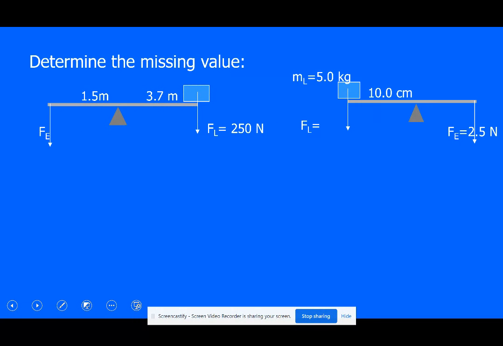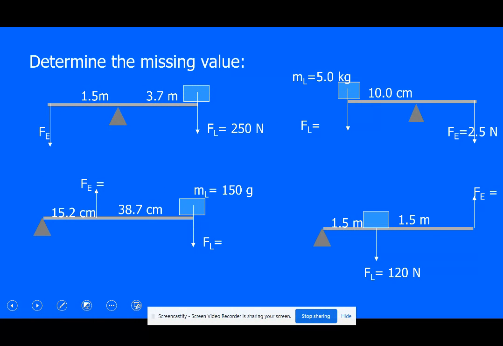So then we've got these where we just have to determine the missing value. Now I'm only going to do two of them with you because we've skipped over the dynamics units where we convert masses into newtons, but that still gives me a chance to do these other two.